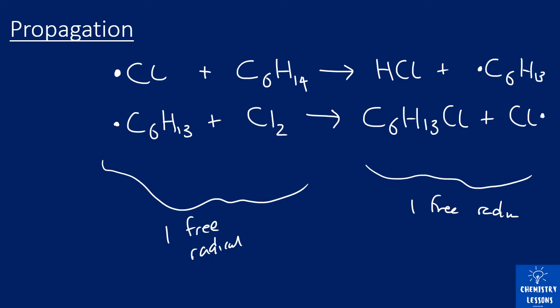In this case, we had the C6H13 free radical in the top, which could go on and cause further reactions. And in the second reaction, we produced a chlorine free radical, which could go on and react with more C6H14, for example.